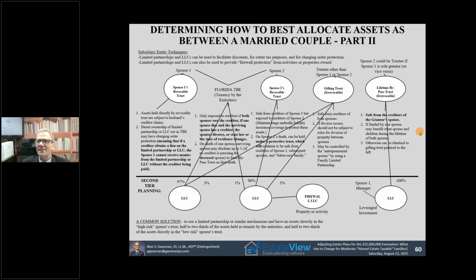Well, can we simplify that now? And how should these people own their assets? We had them separated out into separate revocable trusts for estate tax purposes. We could put them joint as tenants by the entireties now for creditor protection purposes, if they live in Florida, Delaware, Wyoming, Pennsylvania, or one of the other pure tenancy by the entireties creditor protected jurisdictions.